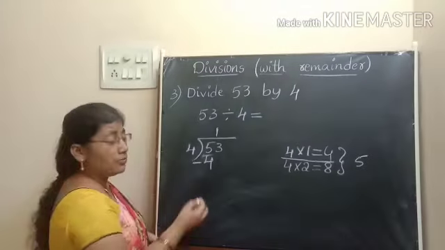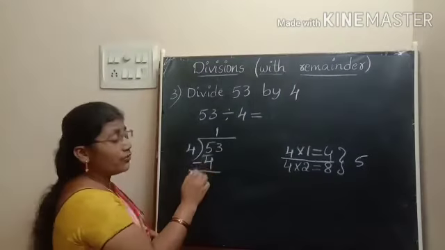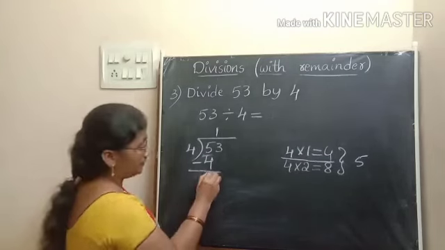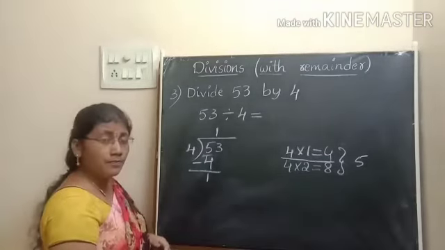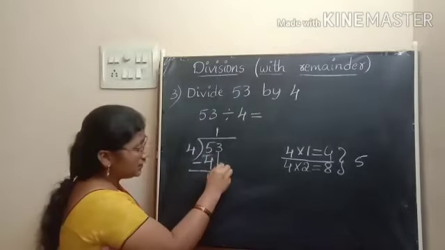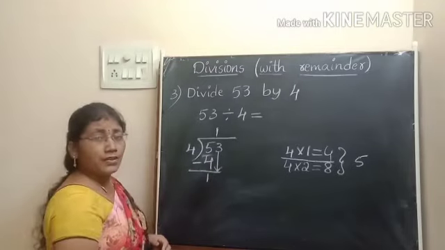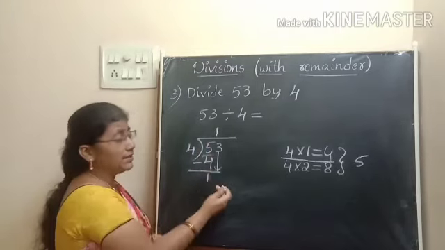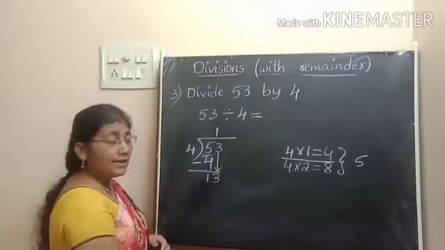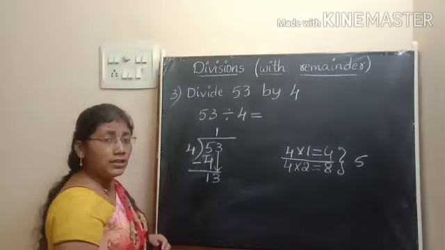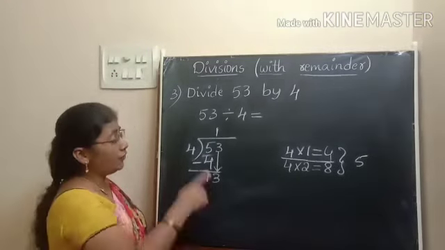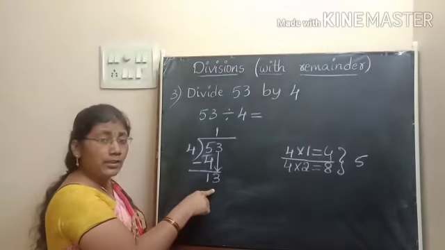Now we should apply subtraction. 5 minus 4, how much is it? 1. Now we have to bring down the second digit, that is 3. By writing 3 here, we have 13. Now we should take the 4 table to get 13.